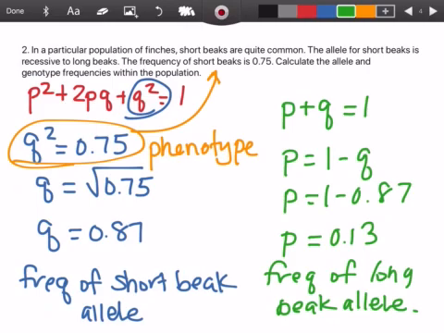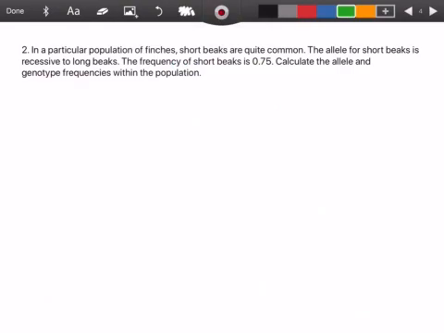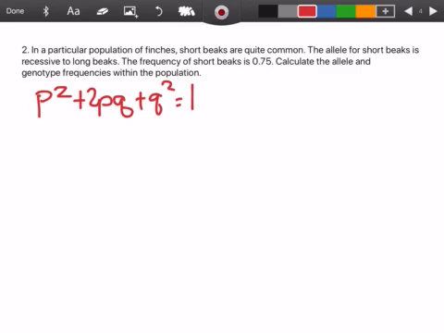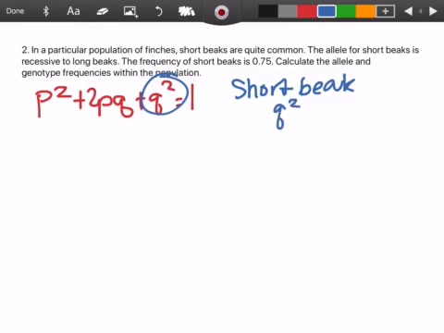Now, the other part of our question is to calculate the genotype frequencies. So let's put back our equation: p squared plus 2pq plus q squared equals 1. So we were given q squared. So the genotype frequency of short beaks, which is q squared, is equal to 0.75. So we already know that. We don't have to calculate that one.